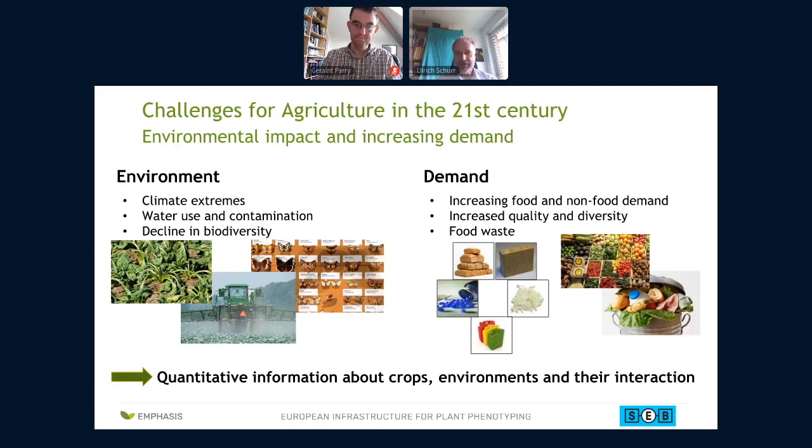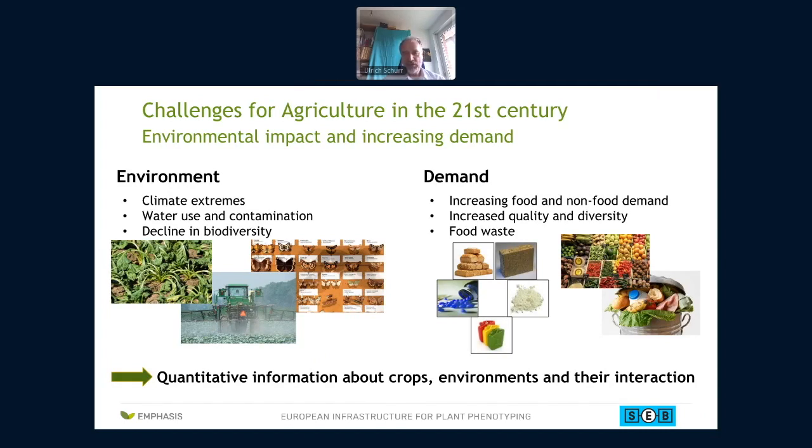On the one hand, this is a necessity for the environment and all the extremes which we have there, the water use, the decline in biodiversity. On the other hand, there's a lot of demand for food and for non-food aspects. There's also increased quality and diversity which is needed. And food waste is a challenge, so to reduce food waste is very important.